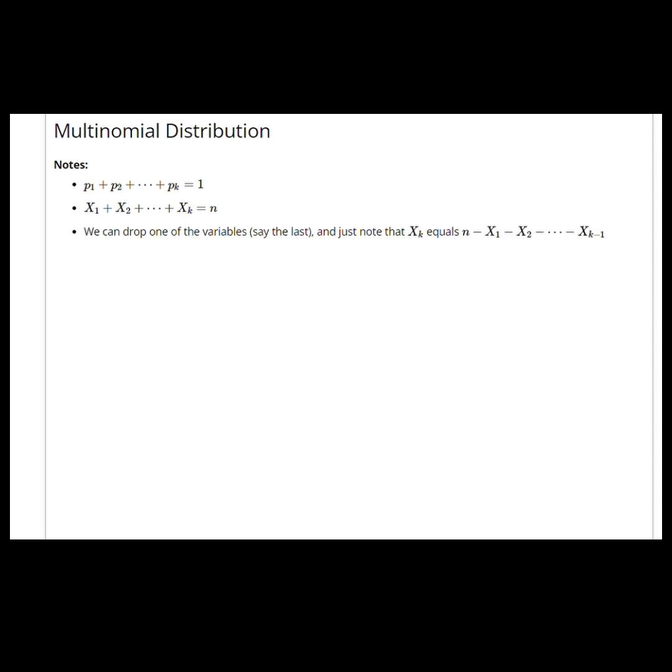I suppose this means I don't really need to count all k types, because I could get xk by adding up the number of the first k minus 1 categories and subtracting that from n. For example, in the case of binomial, I counted the number of successes. I didn't bother recording the number of failures since I could get that by subtracting from n the number of trials.